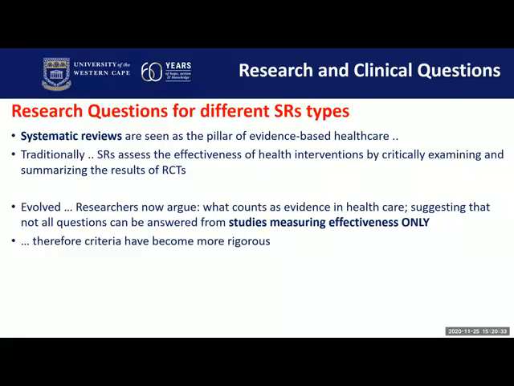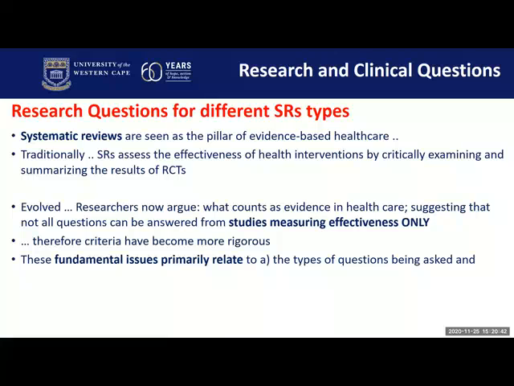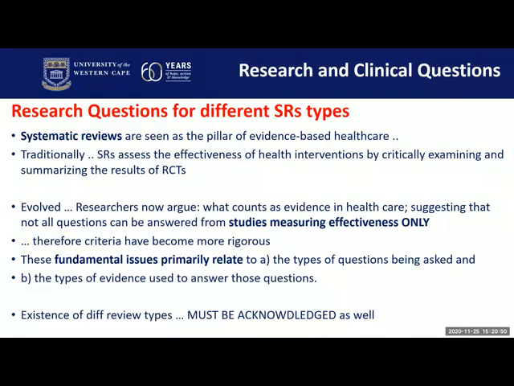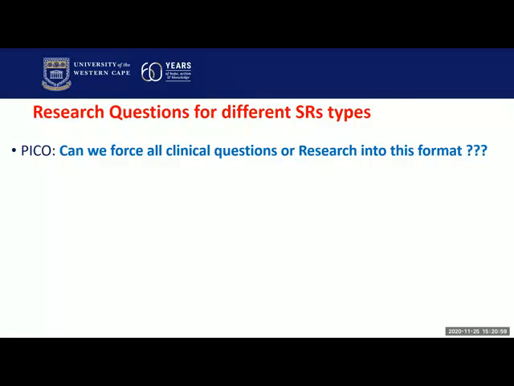And because these systematic reviews have evolved over the years, the criteria to do these have also changed and become more rigorous. But I think the fundamental issues primarily relate to the type of questions that are being asked and the type of evidence used to answer those questions. So there are, of course, different types of reviews at this stage that I want you to know about and that you must acknowledge.